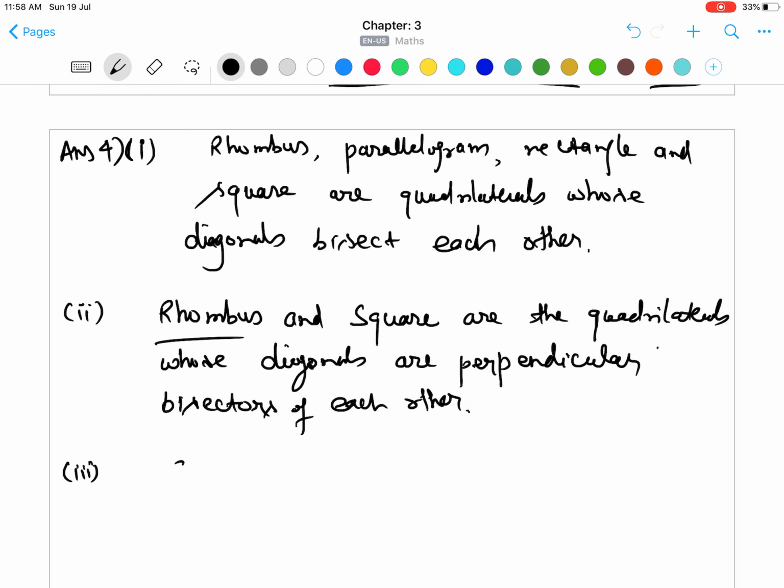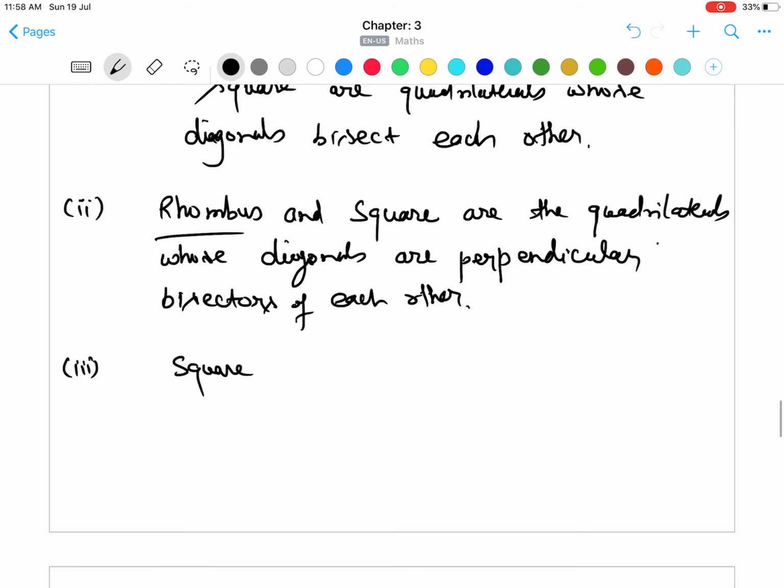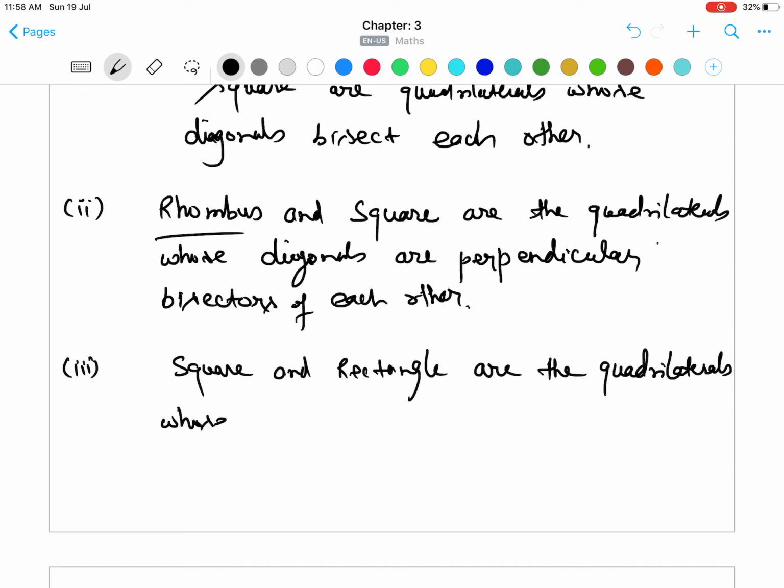Okay, so write square and rectangle are the quadrilaterals whose diagonals are equal.